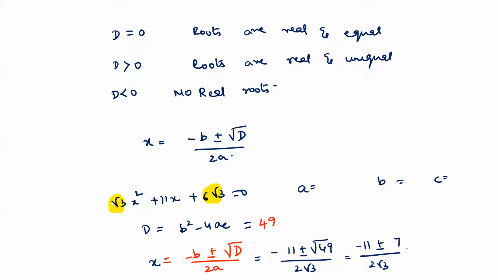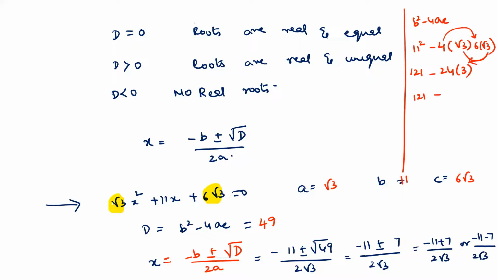So what are the values of X here? Minus 11 plus 7 by 2 root 3. Rationalize it, but don't put in the values of roots. Only when they ask you for significant figures or a decimal number, then you have to give the value of root 3 or whatever roots are there, and then give the answer. As of now, keep it in simplified form.